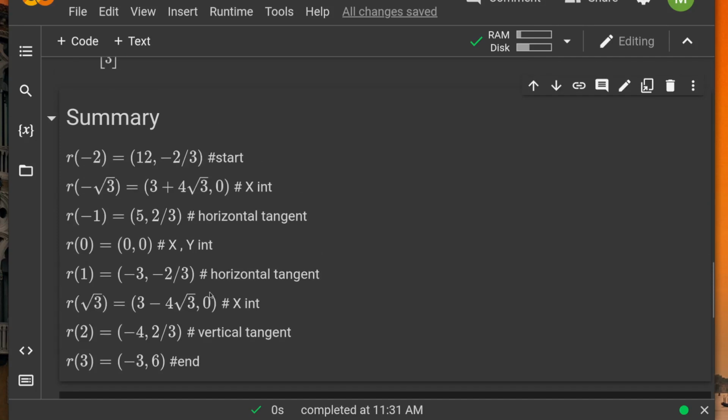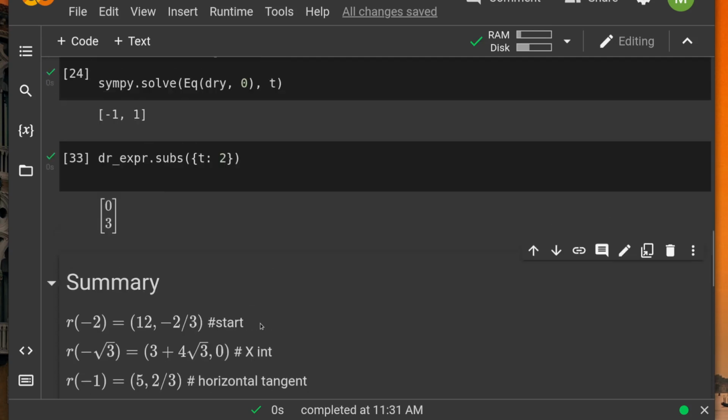Okay, so now we've worked out the coordinates of all the interesting points. We start when the parameter is equal to minus 2, we end when it is equal to 3, and here we've got all the interesting points listed in order. So now we can use this information to make our plot.